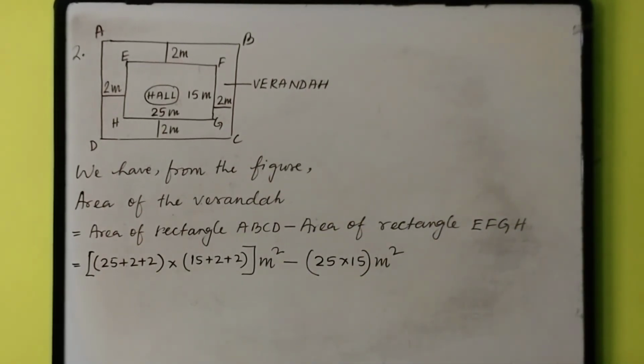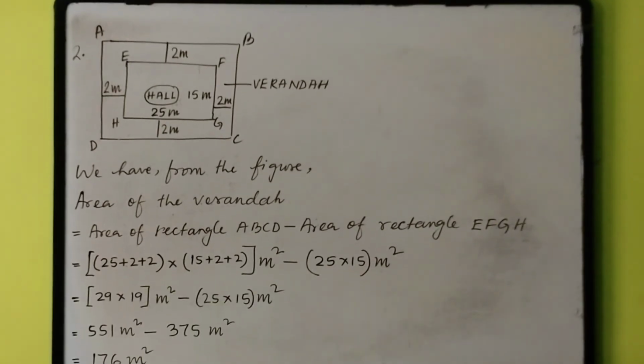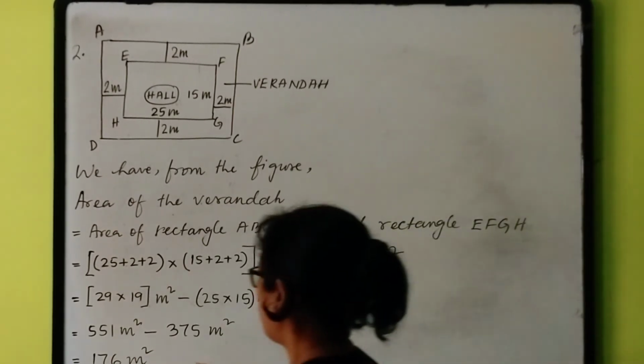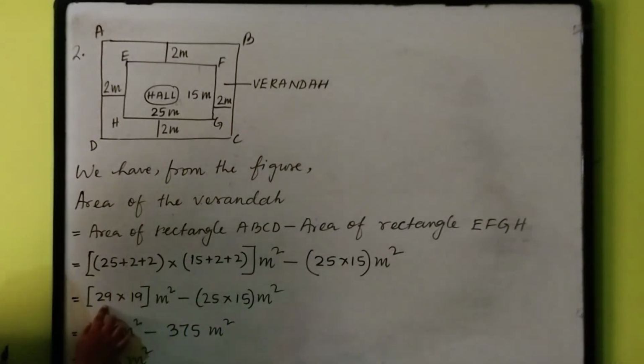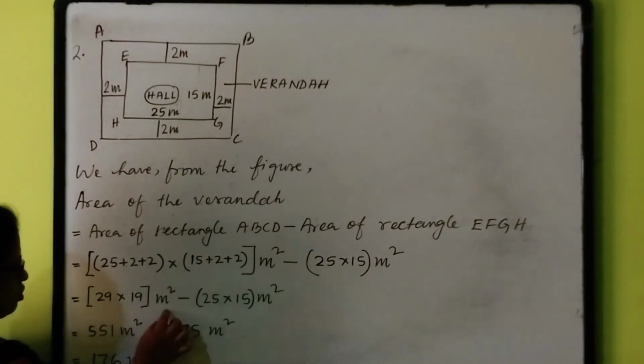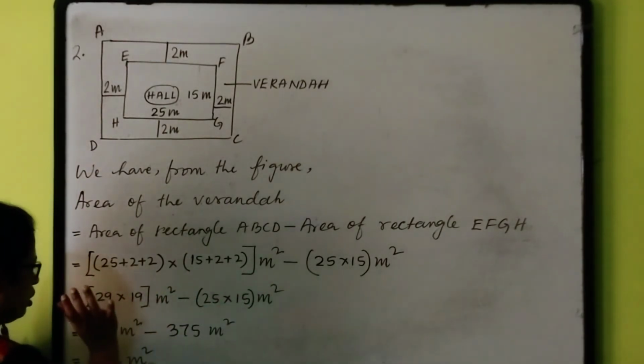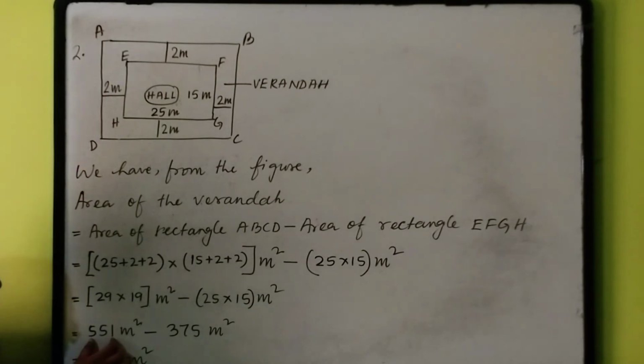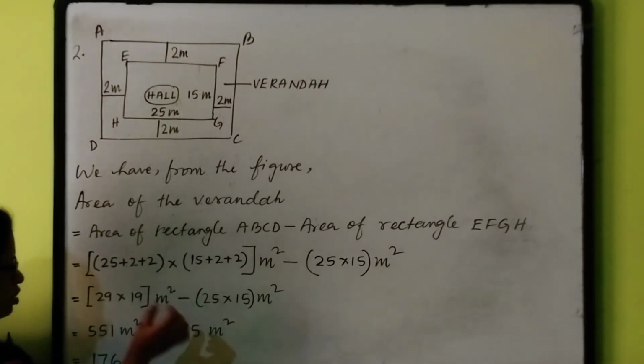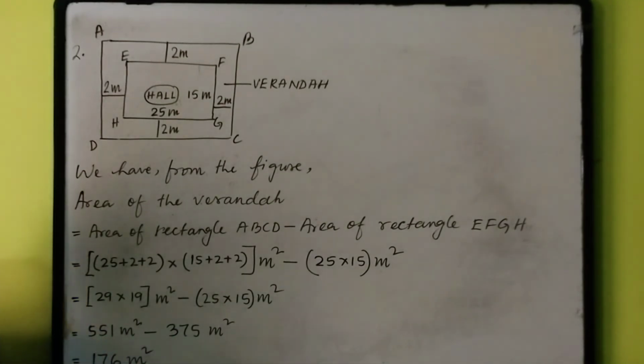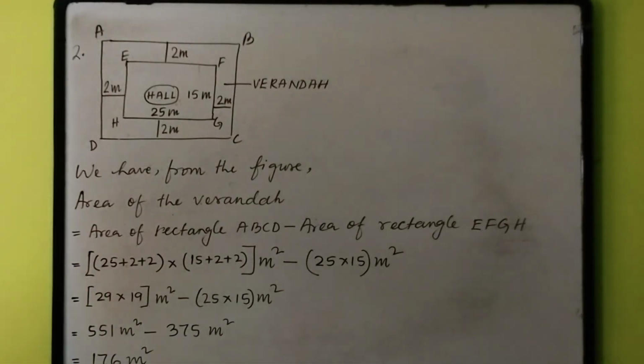Now let us have the calculation. So here what is this? 25 plus 2 plus 2, 29 into 19 square meter minus this. Now 29 into 19 is 551. You do a simple calculation. 25 into 15 is 375. This minus this is 176 square meter.